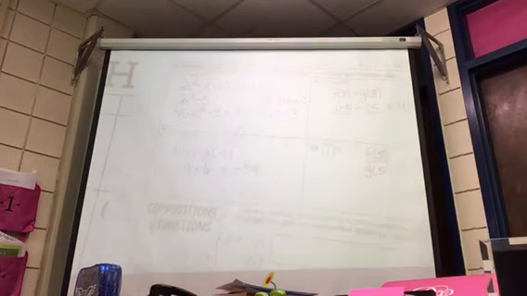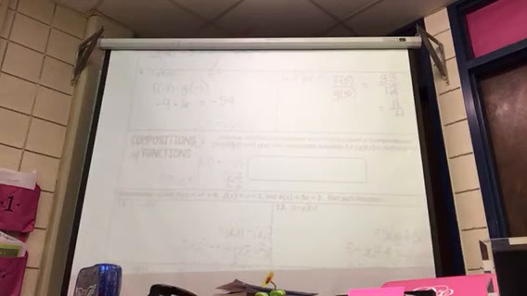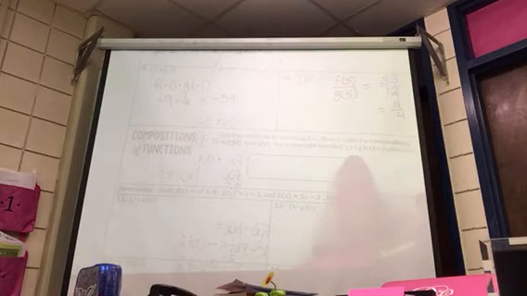All right, is everybody there? All right, for the next section, compositions of functions. It says another method to combine functions is called a composition. Given f of x and g of x, the composite function is read as f of g of x. That's what the little circle right there stands for.